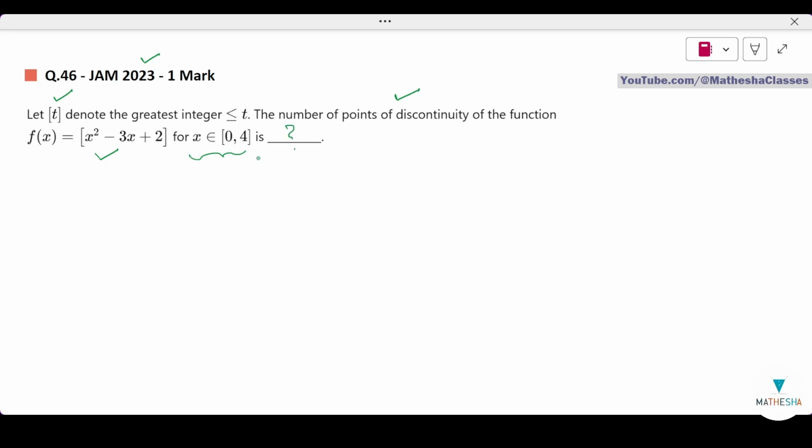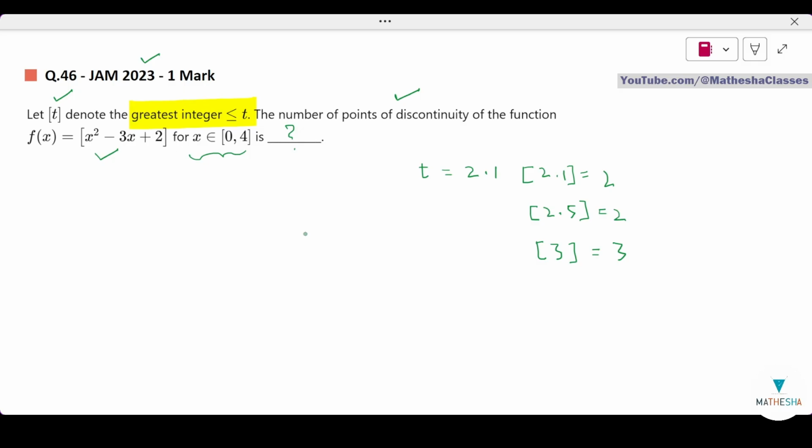So first of all, what is box of t? What do you mean by that? As mentioned in the question, it is the greatest integer less than or equal to t. For example, if you take t to be 2.1, what will be the greatest integer less than t? Definitely 2. So box of 2.1 is equal to 2. Similarly, if you consider box of 2.5, that will be 2 as well. But if you reach 3, box of 3 will turn to 3.